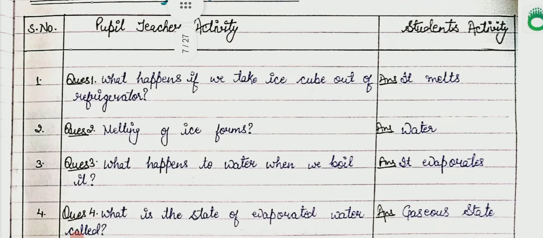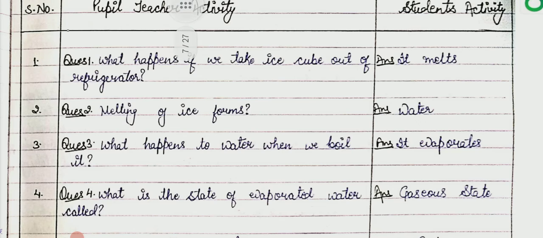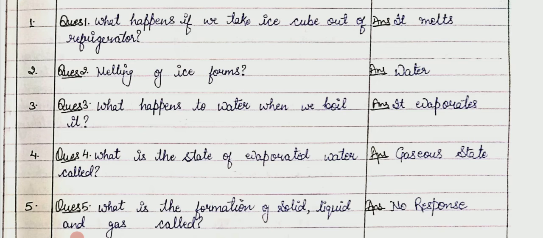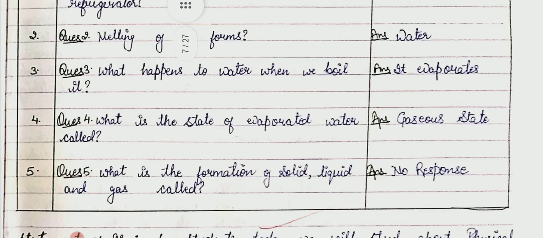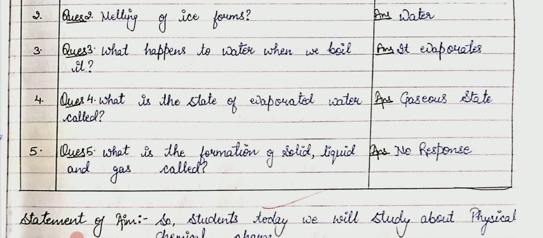Now let's start. First question is, what happens if we take ice cubes out of the refrigerator? Student answers, it melts. Second question, melting of ice forms? Answer is water. Third, what happens to water when we boil it? Student answer, it evaporates. Fourth question, what is the state of evaporated water called? Answer is gaseous state. And our last question is, what is the formation of solid, liquid and gas called? Student no response. This is the problematic question for our students.